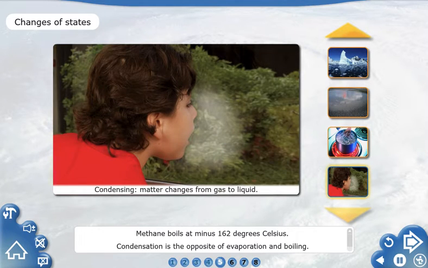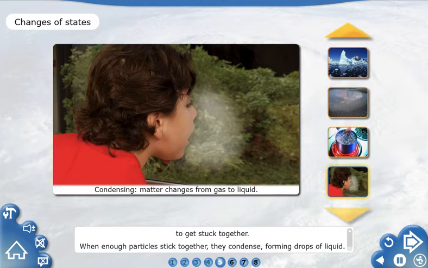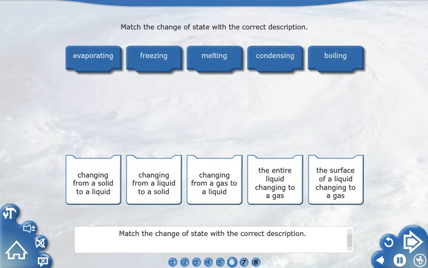Condensation is the opposite of evaporation and boiling. When enough energy is removed from gas particles, they slow down enough to get stuck together. When enough particles stick together, they condense, forming drops of liquid. Match the change of state with the correct description.